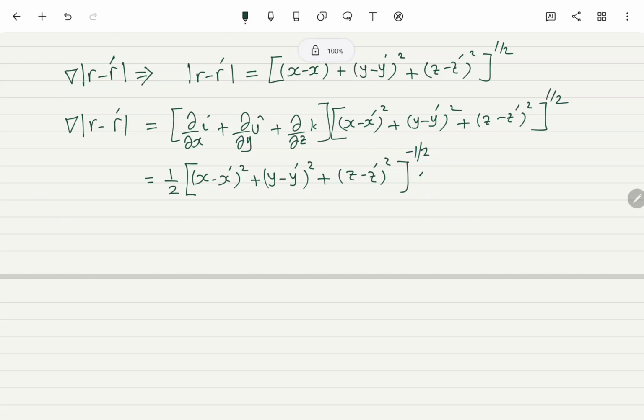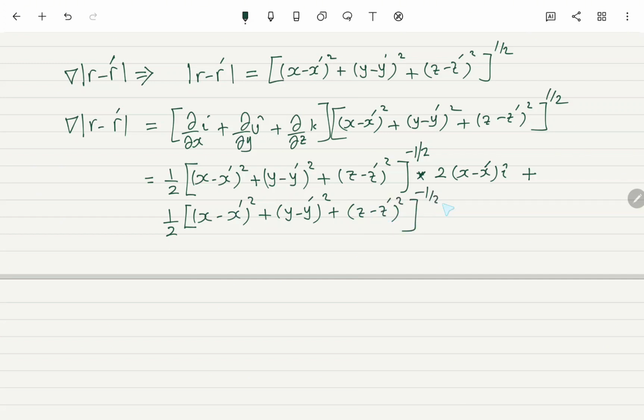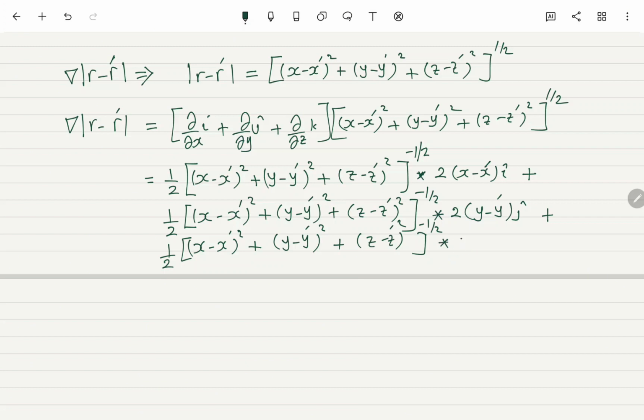times 2(x minus x prime) i plus half, same thing here, (x minus x prime) square plus (y minus y prime) square plus (z minus z prime) square, all to the power minus half times 2(y minus y prime) j hat, plus half, same thing, (x minus x prime) square plus (y minus y prime) square plus (z minus z prime) square, all to the power minus half times 2(z minus z prime) k hat.